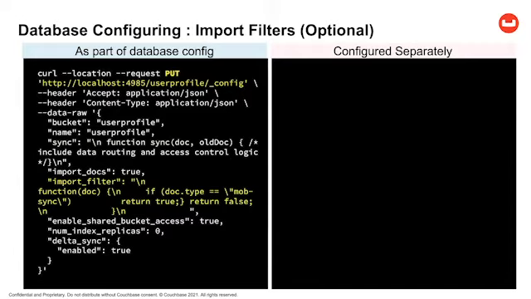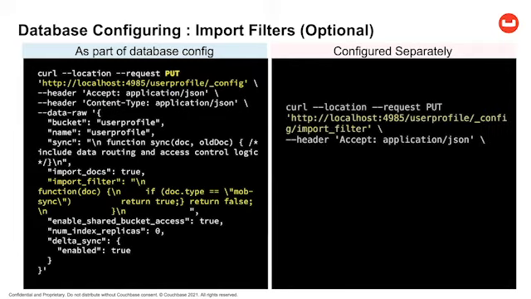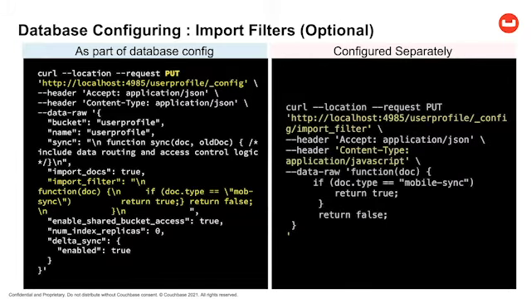Configuring import filters is optional. If you want to filter the subset of data that is imported by the Sync Gateway, you define the import filters. Once again, you have to configure it through the REST endpoint. You have 2 options for doing that. You do that as part of the database configuration, as shown in the highlighted text. Otherwise, you have the option of using an import filter endpoint, specifying the content type to be JavaScript, and you provide the import filter JavaScript function.